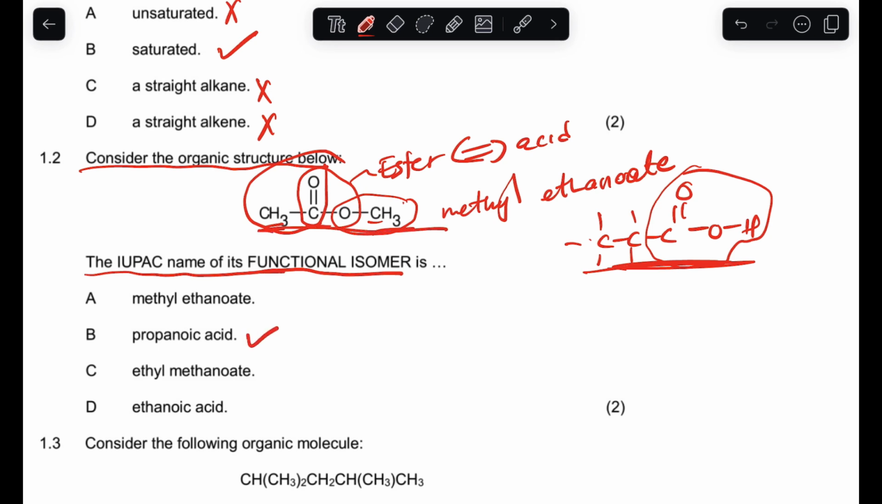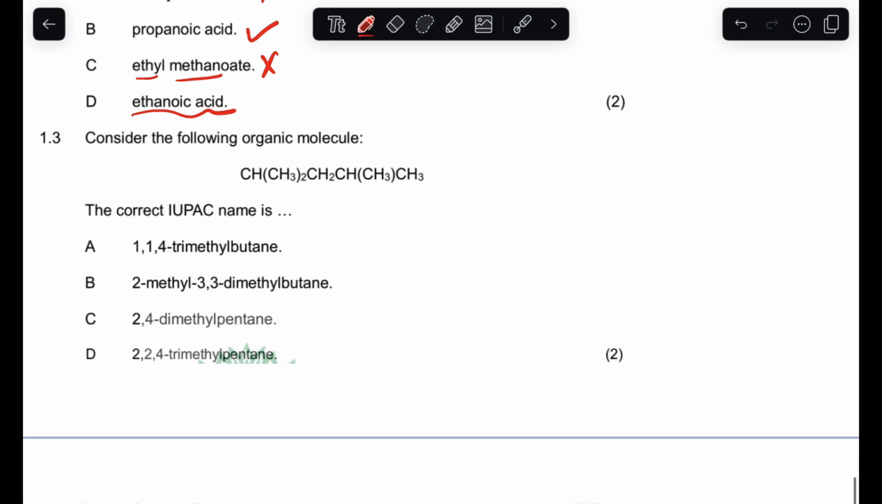This is an ester already. They want the functional isomer's IUPAC name, so it can't be ethyl methanoate, because that is an ester. The functional isomer of an ester needs to be an acid. It's not an ethanoic acid. This is a propanoic acid, right? So the answer there is B.